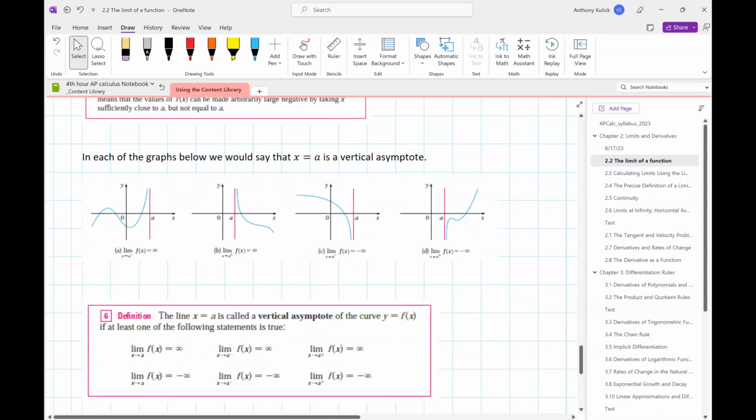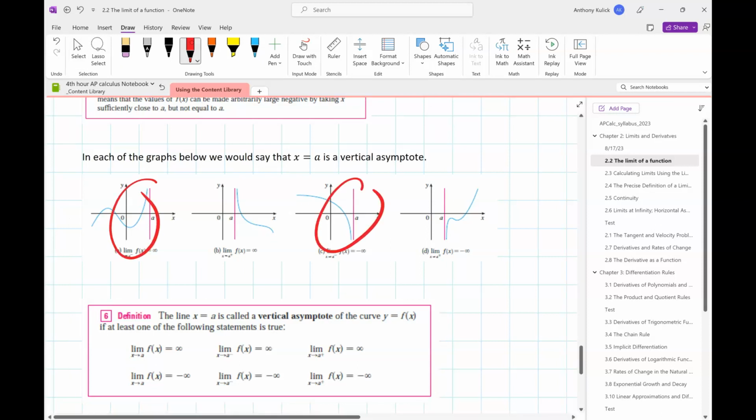Notice, each one of these four situations that I've drawn here would constitute a vertical asymptote. So we're going to use limits now to define what it means to have a vertical asymptote. If the left-hand limit is infinite, positive or negative, doesn't matter, we have a vertical asymptote.